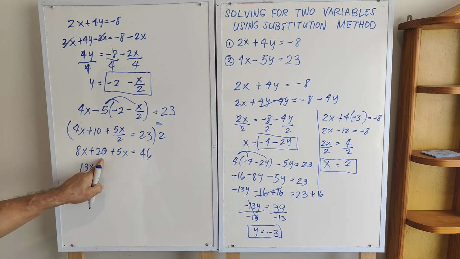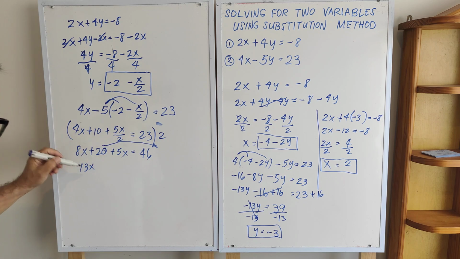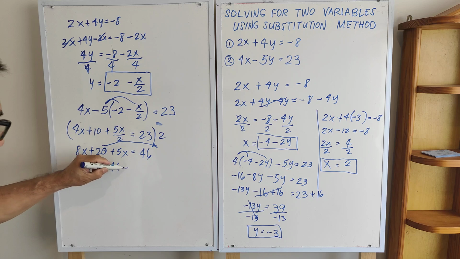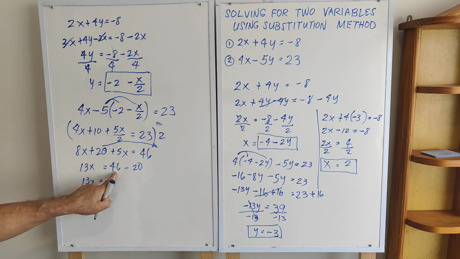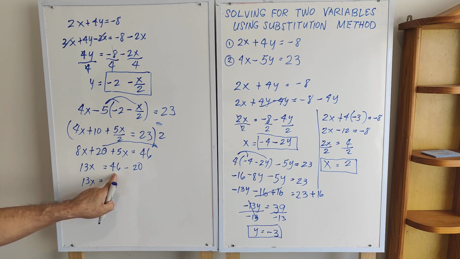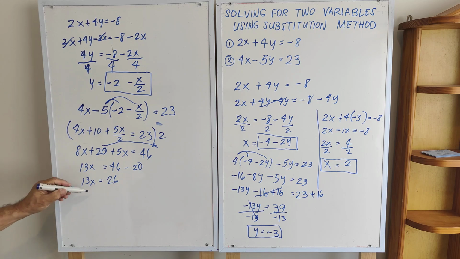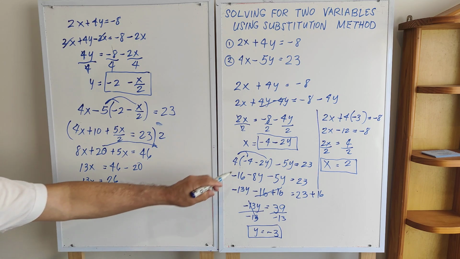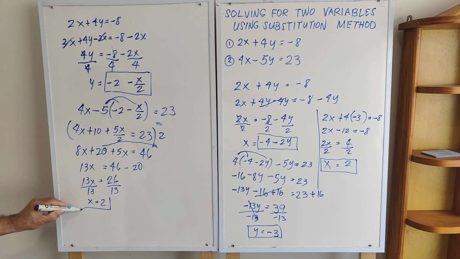So let's subtract 20 on both sides. So it's like putting this one here and making it negative. This becomes 46 minus 20. 13x is equal to 46 minus 20 is 26. So to get x, we have to remove 13. So we divide by 13. This one divided by 13. X is equal to 2, which is the same as this. Now we have the value of x.